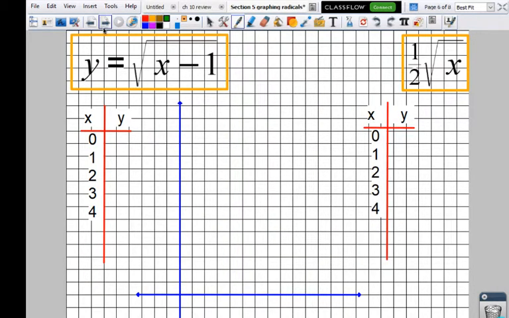Alright, what about if I'm going to -1 inside? Which way do you think we're going to go? Down. To the right. Right side to the right. Right, alright, let's try it.